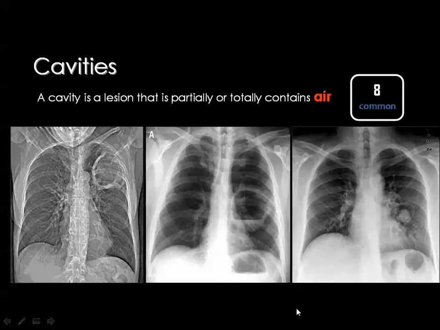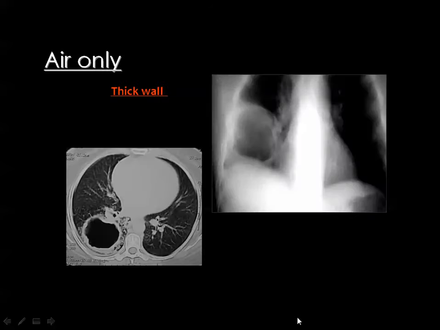And finally, we came to the possibility of the cavity. The cavity is a well-defined lesion which is partially or totally containing air. Then the cavity may have thick wall or thin wall, may contain air only, air fluid level, or air and mass. What are the diagnostic possibilities of each of these?